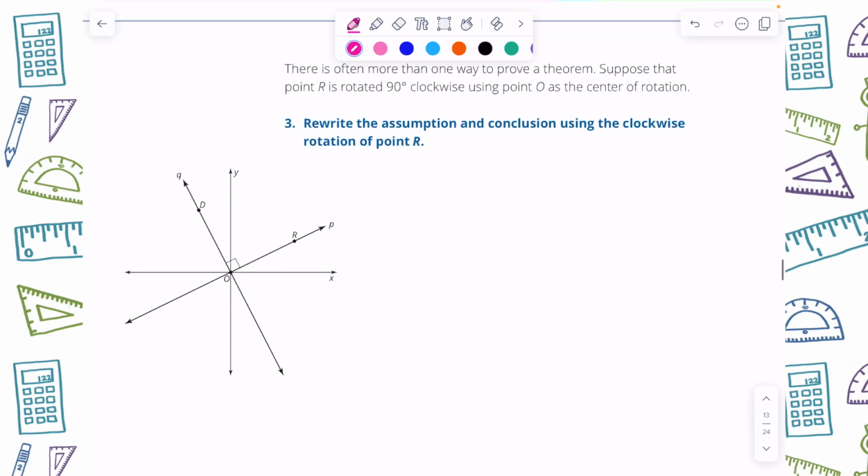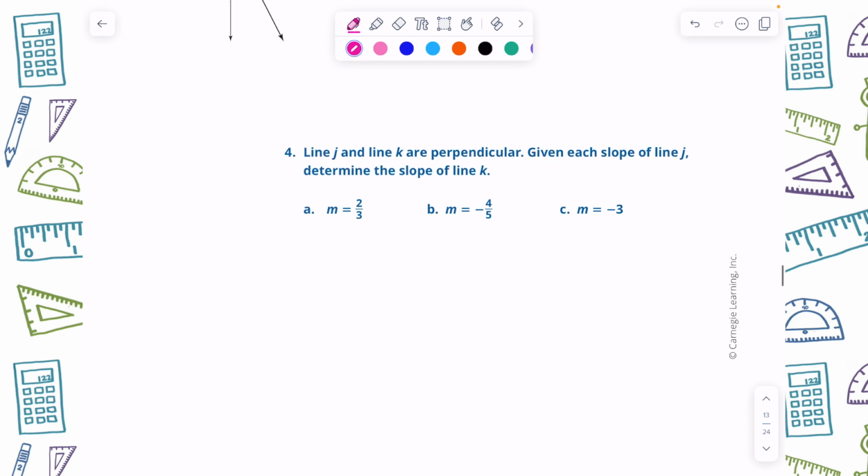We're also going to skip number 3 on that next page, but I do want to look at number 4. Number 4 says line J and line K are perpendicular. Given each slope of line J, determine the slope of line K. So for A, if the slope of line J is 2/3, we want to write the perpendicular slope for line K, which is going to be the opposite reciprocal. So 2/3 is positive, so our slope is going to be negative, and we're going to take our fraction and flip it upside down. So we're going to have -3/2 as our perpendicular slope.